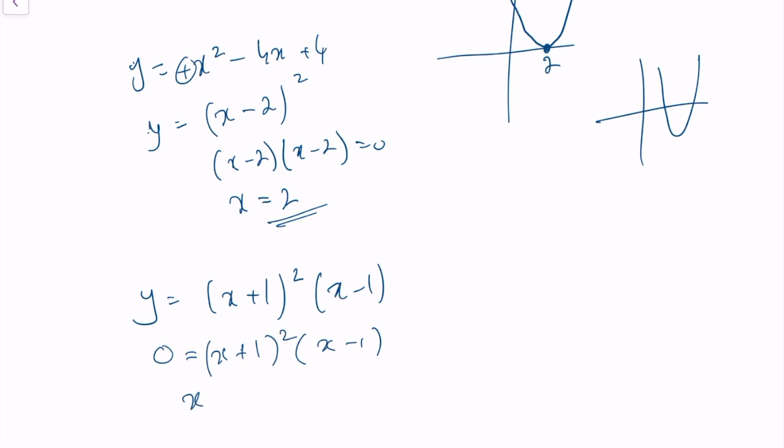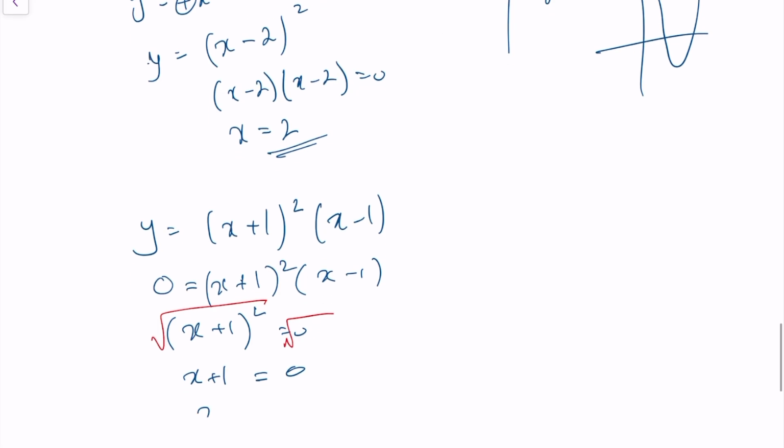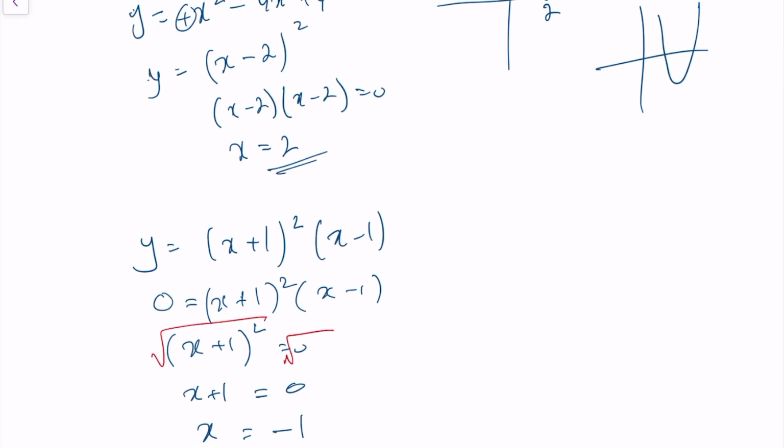If I solve the left one, (x plus 1) squared is going to equal 0. When I square root both sides, the square root of 0 is going to be 0, and the square root of that is going to be x plus 1. So this is going to be x plus 1 equal to 0. So therefore x is going to be negative 1. Okay, that's giving me one solution. From a squared factor, it's giving me one solution. That means I know this is going to have a repeated root.